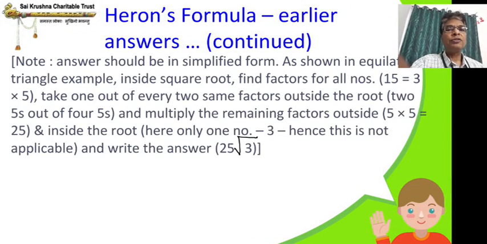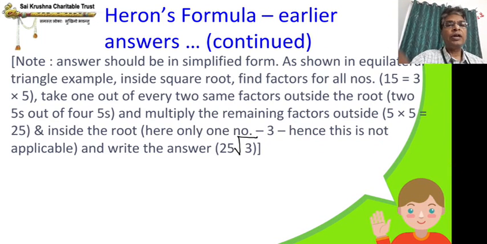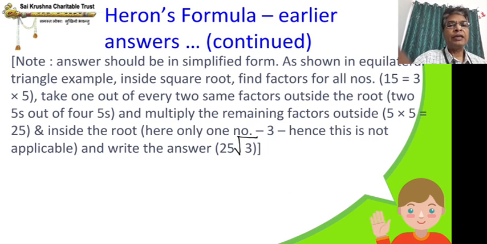So, now the answer should be in simplified form. This is one additional step which I am telling now. As shown in the equilateral triangle example, inside the square root find factors for all numbers, that is, 15 was there. So, 3 into 5, take 1 out of every 2 same factors outside the root. There were 4 5s here. So, I have taken 2 and multiply the remaining factors outside.